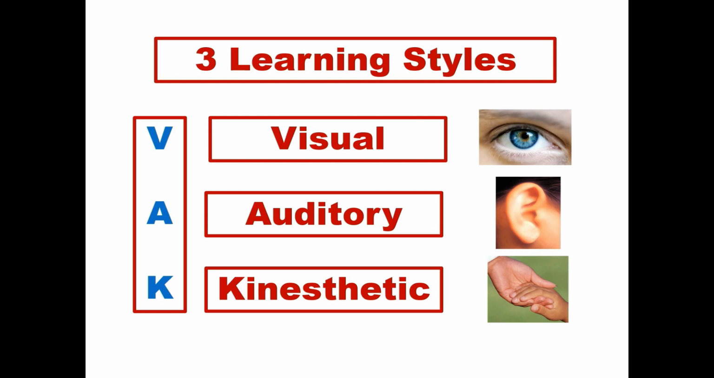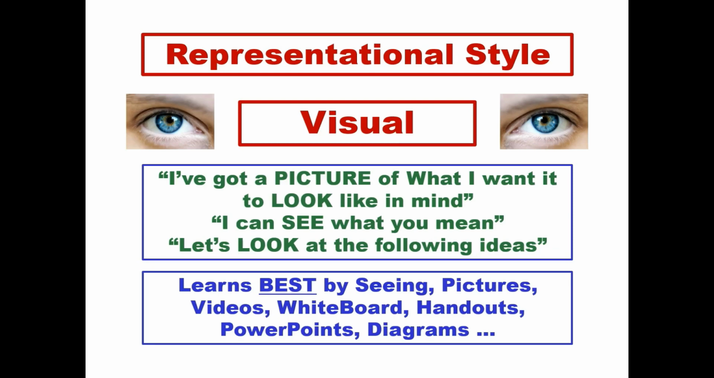Now, you've got 3 different areas. They sometimes call this the VAC system. There's visual, auditory, and kinesthetic. And I'm going to break these down for you so you get a rich and deep understanding of each one. So the first representational style, your preferred style of absorbing information, is visual.